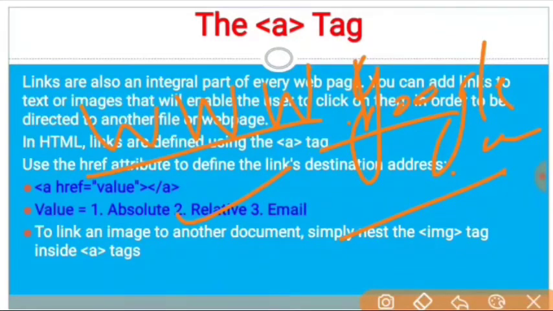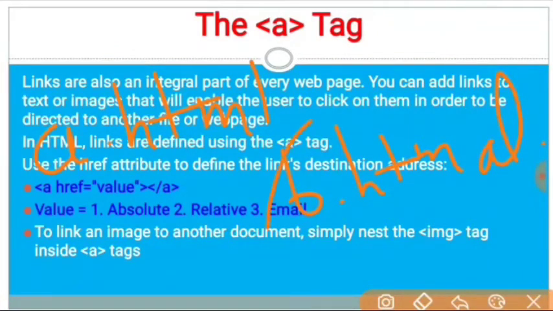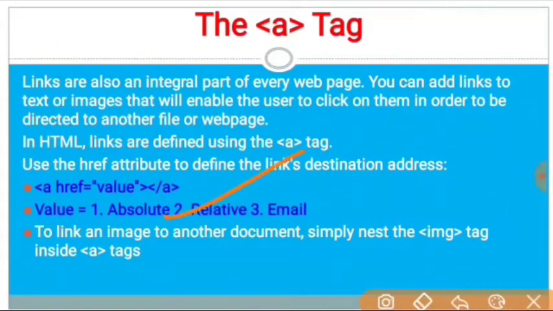Suppose there is an HTML file you have already made. Suppose that you have made the file a.html. Got it? And you have made another file b.html, right? Suppose you want to link b.html to a.html. So in the portion of the value, you have to write a.html in the b.html file. So this type of linking is known as relative linking.